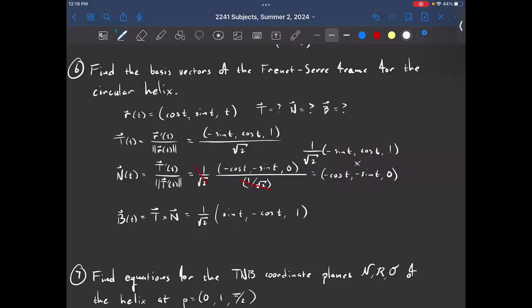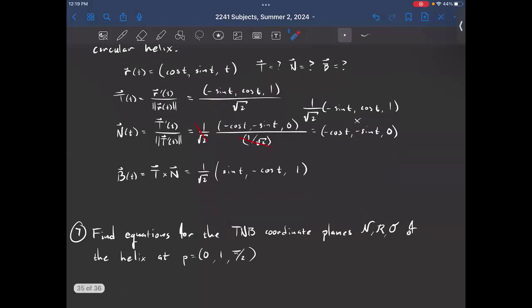Okay. So we have our TNB frame given by these 3 vectors. The reason that the tangent and binormal vectors have that 1 over root 2 factor is because they're pointing at 45-degree angles to the xy plane, or the z-axis. And so you need that 1 over root 2 to compensate for the length. Okay. And that's it. So we have our T, N, and B.